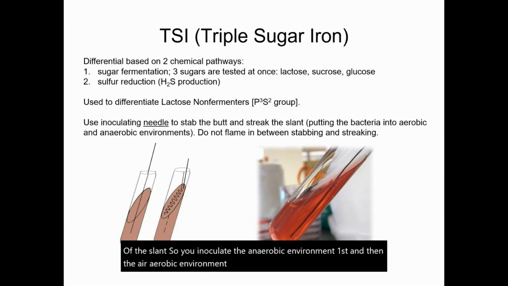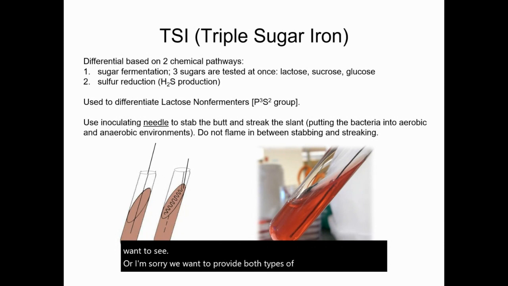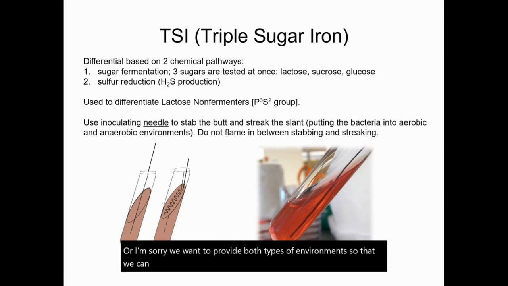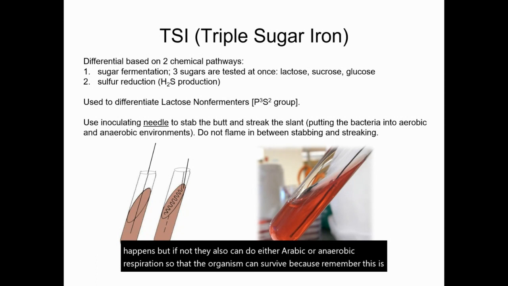And this is important because we want to provide both types of environments so that we can ensure that fermentation is going to happen if that's what happens. But if not, they also can do either aerobic or anaerobic respiration so that the organism can survive. Because remember, this is a differential media. We want everything to be able to grow, but we want to be able to differentiate them based on their ability to ferment sugars and then possibly reduce sulfur.